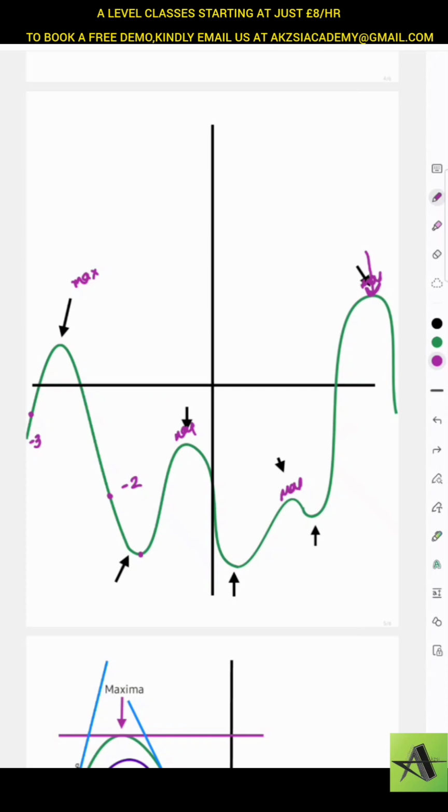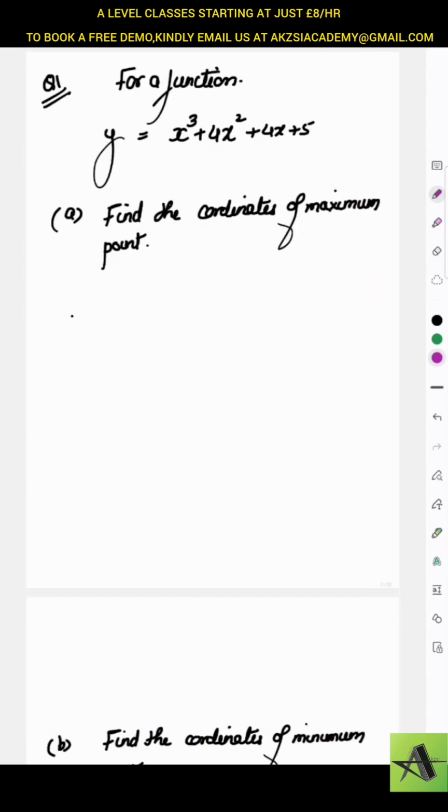Now let me see how we can solve these questions using calculus and how we can do the questions for A levels. Now for question 1, it says for a function y equals x cubed plus 4x squared plus 4x plus 5, find the coordinates of the maximum point. To calculate the maximum point, you just have to differentiate it one time and equate it to 0, because obviously we are finding the maximum point. A maximum point is a stationary point where the slope is 0. So I have to differentiate it one time and equate it to 0. And that will give me 3x squared plus 8x plus 4. Now let me equate this to 0.